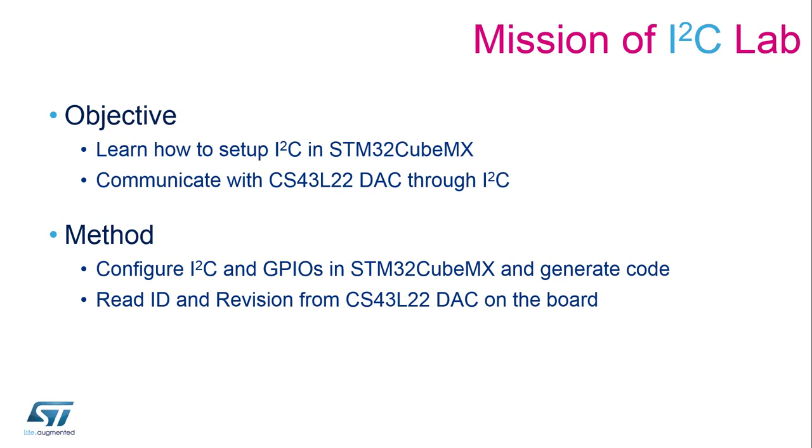CS43L22. This digital to analog converter is already included on the board, so no external hardware is needed to complete our tasks. The main task on this session is to read the ID and the revision number from the external digital to analog converter. As a final remark, the MCU will be the master device and the digital to analog converter will be the slave device on this I2C communication.